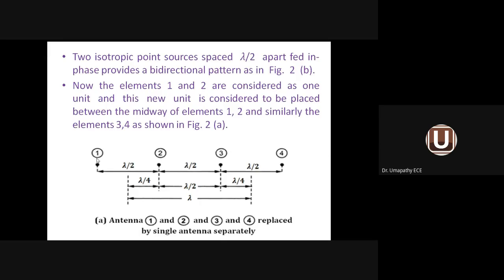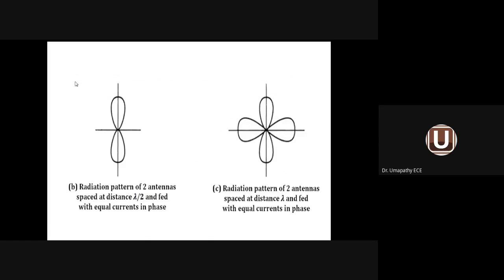What is our individual pattern element? I go for a 2 element, 1 and 2. What is the spacing between them? Lambda by 2. The antenna elements 1 and 2 are equal in amplitude, equal in phase. Spacing is lambda by 2. So when a spacing of lambda by 2 between the antenna elements is available, what is the radiation pattern?